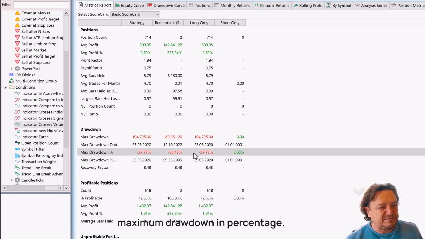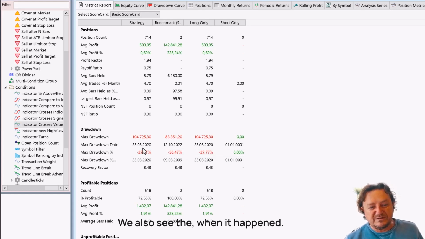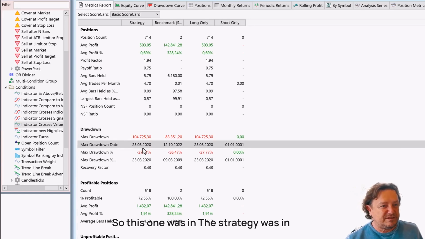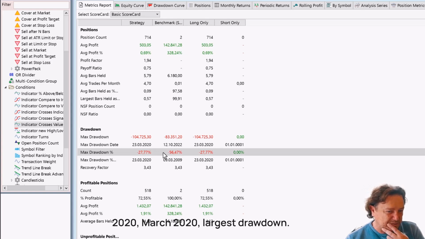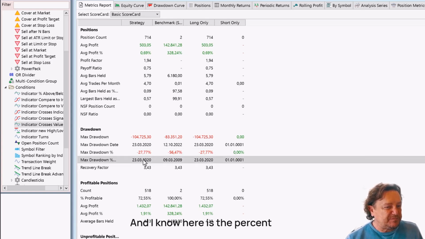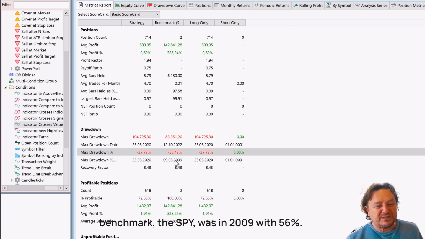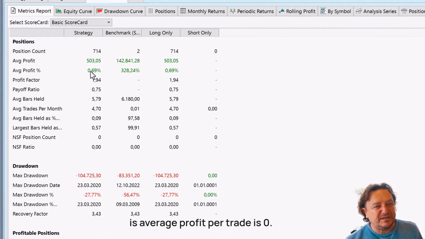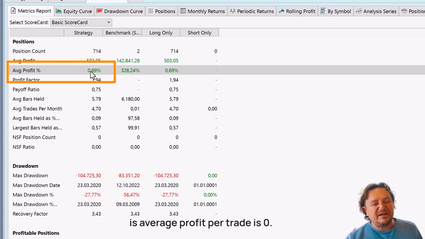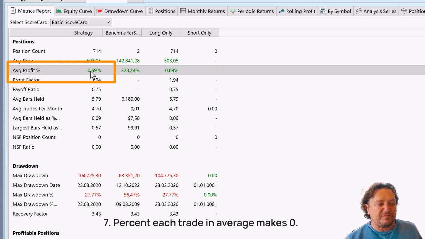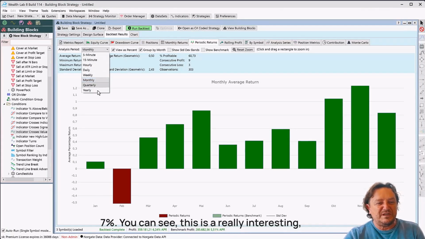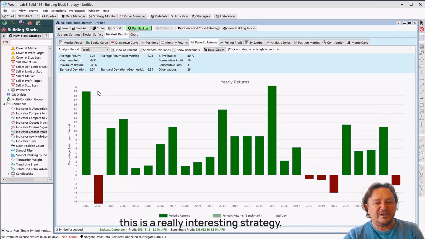Here we can see again the maximum drawdown in percentage. We also see when it happened. So this one was the strategy was in March 2020, largest drawdown. And the largest drawdown of the benchmark, the SPY, was in 2009 with 56%. One more thing I wanted to check is average profit per trade is 0.69. So around 0.7%. Each trade on average makes 0.7%. You can see this is a really interesting strategy. Simple to trade, but it is definitely good.